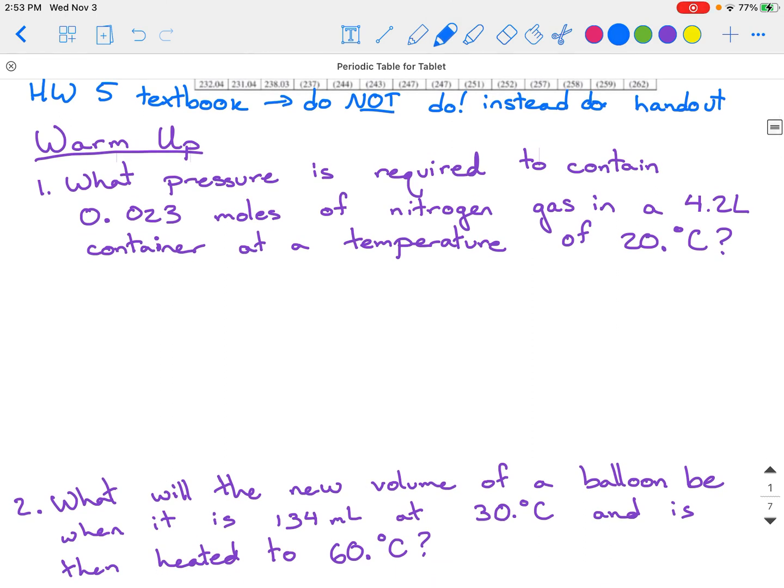We're just going to do a quick warm-up. The first thing is, what pressure is required to contain 0.023 moles of nitrogen gas in a 4.2 liter container at a temperature of 20 degrees Celsius? You'll go through and do that one. The next question is, what will the new volume of a balloon be when it is 134 milliliters at 30 degrees Celsius and is then heated to 60 degrees Celsius? Keep in mind your units.